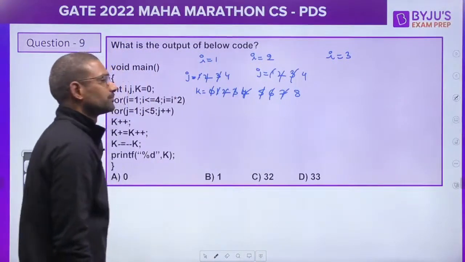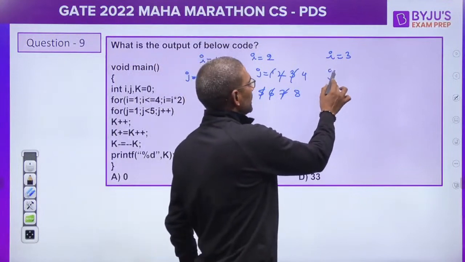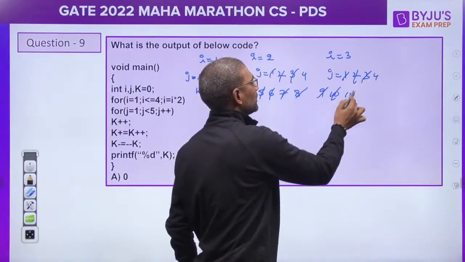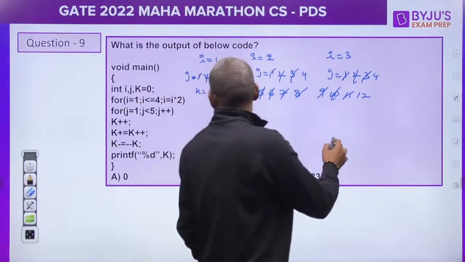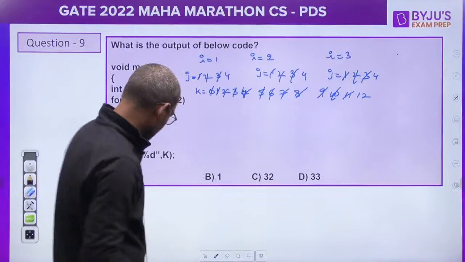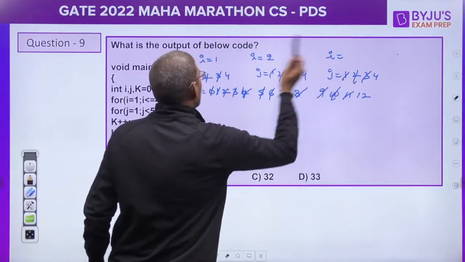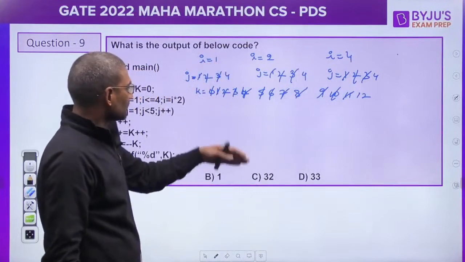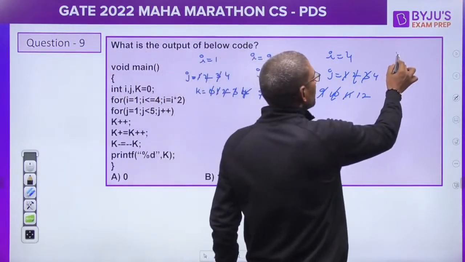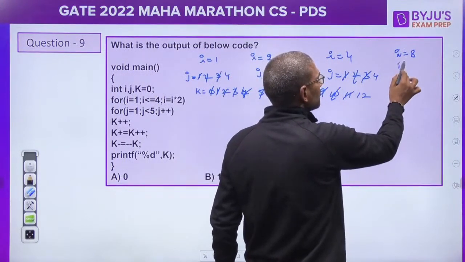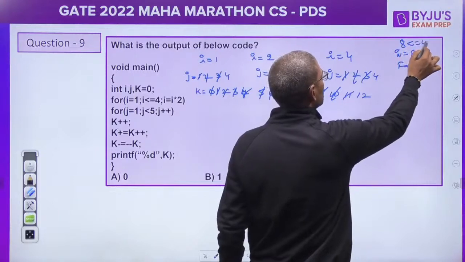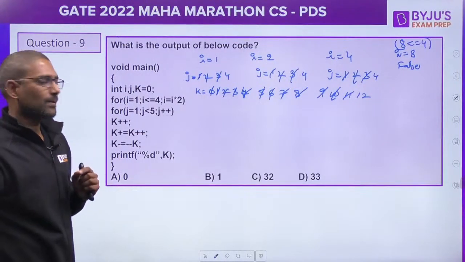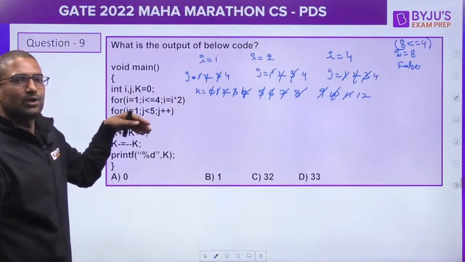Then i is equal to 3, no wait, i is 2 into 2, so directly it becomes 4. Again j starts with 1, k is 9, j is 2, 10, j is 3, 11, j is 4, 12. Now i becomes 8. So 8 means false, because 8 less than or equal to 4 is false. So the outer loop ends, right? There is no question of going into the inner loop.